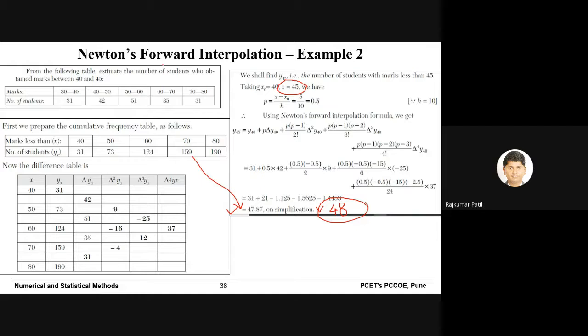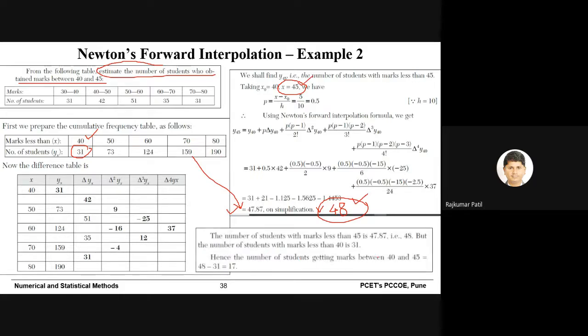And what we are asked is to estimate the number of students who obtain marks between 40 and 45. This is important. We know that there are 31 students who received less than 40 marks, and we know that there are 48 students who received less than 45 marks. So what we will do? We will take the difference between 48 and 31.